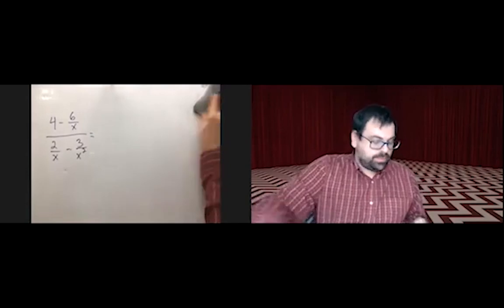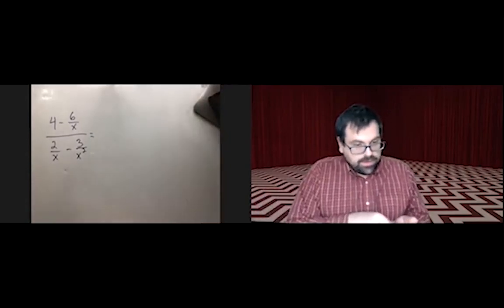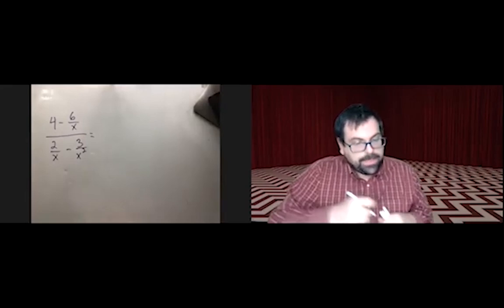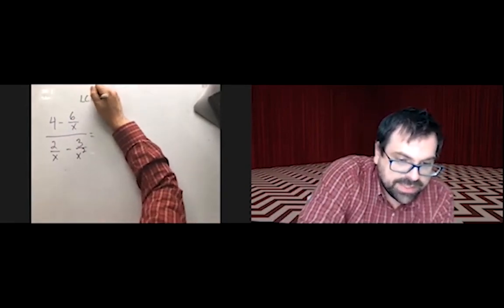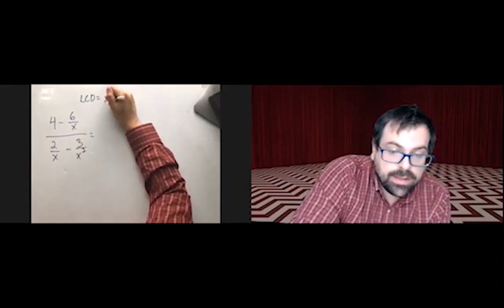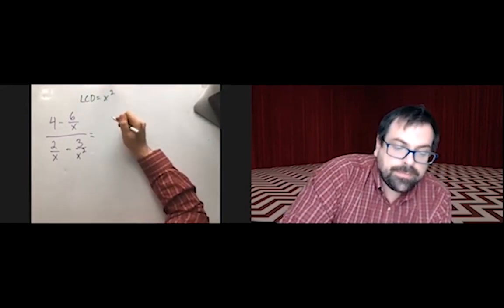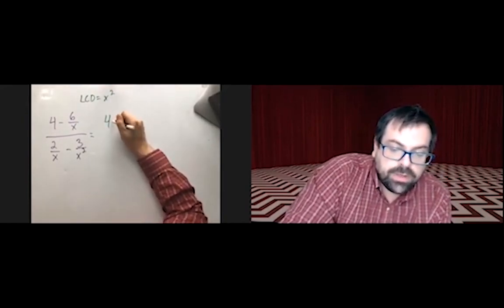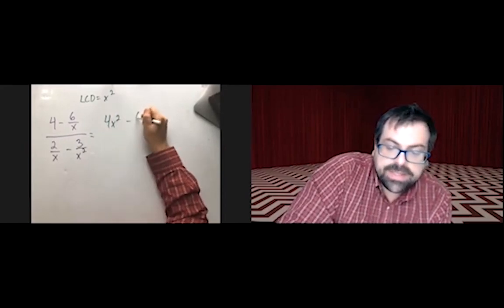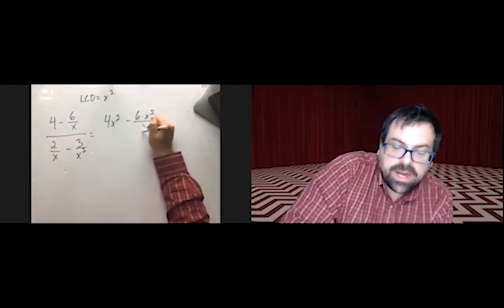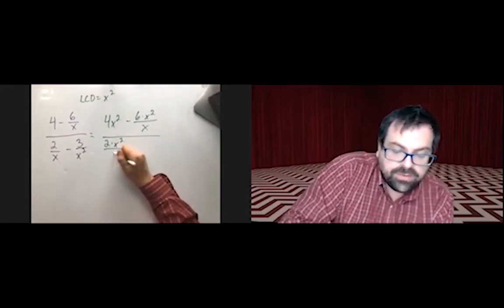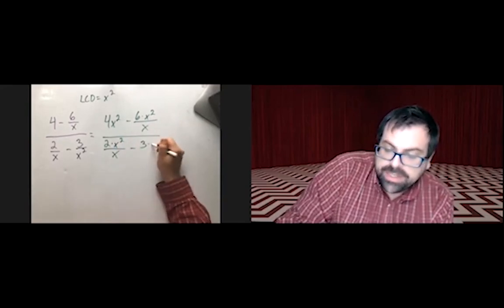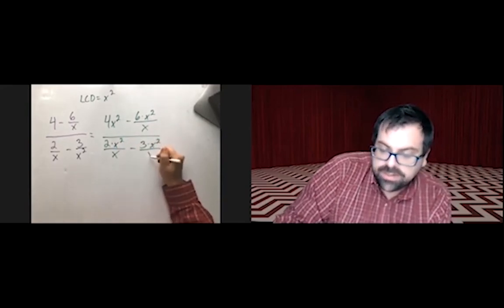Method 2. The LCD of everything. We have an x, we have an x squared. X squared is going to be the LCD. So 4 times x squared minus 6 times x squared over x over 2 times x squared over x minus 3 times x squared over x squared.